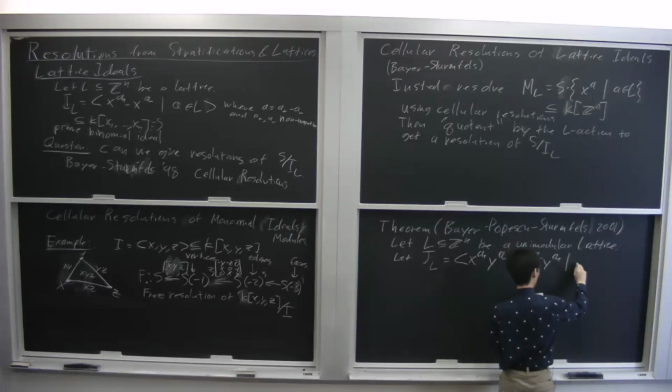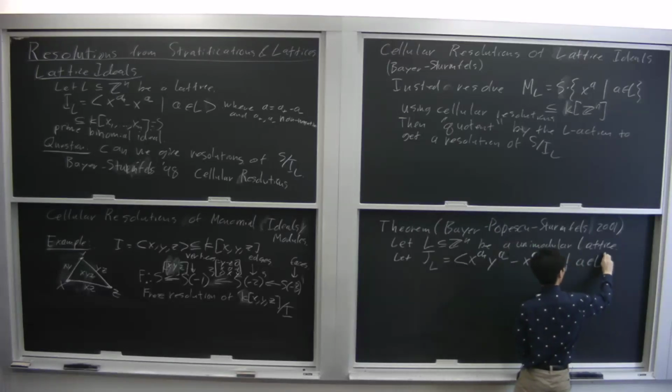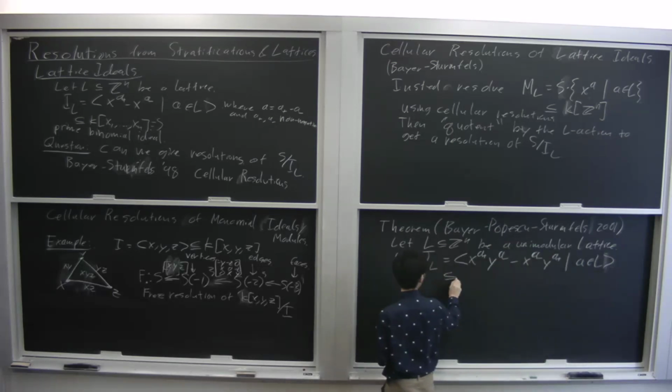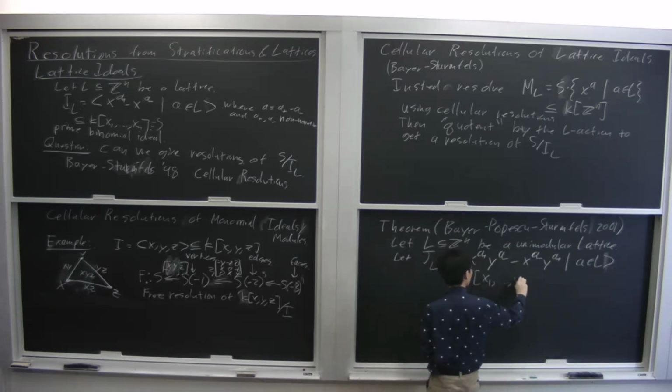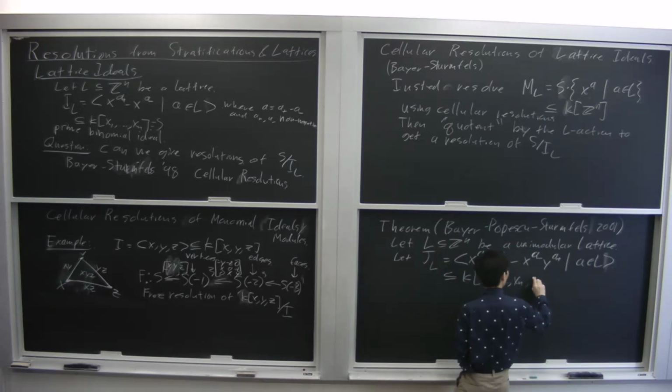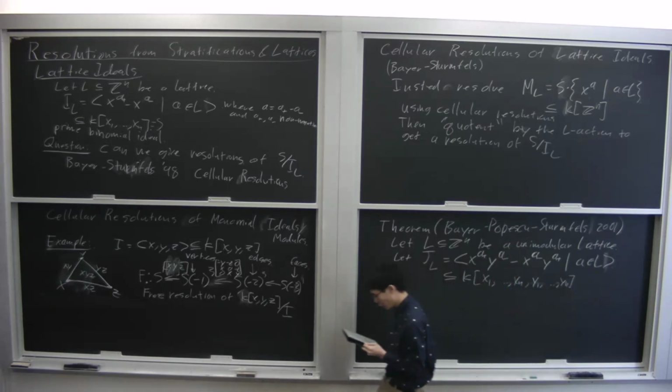Inside of the appropriate polynomial ring for A, inside of L, same plus or minus notation as before, and this is an ideal inside of K adjoin a bunch of X's and K adjoin a bunch of Y's. So now we have the setup.